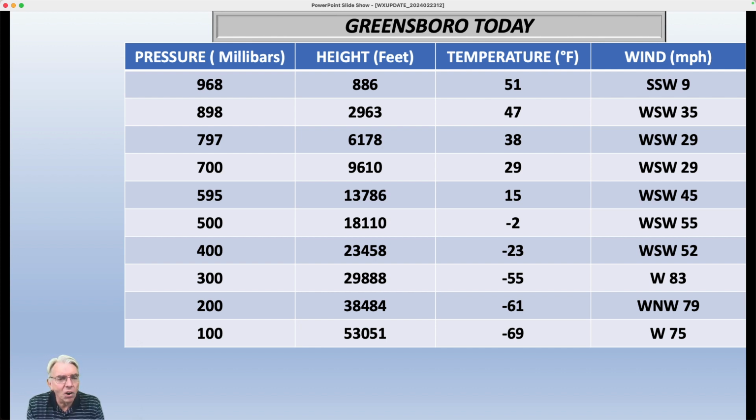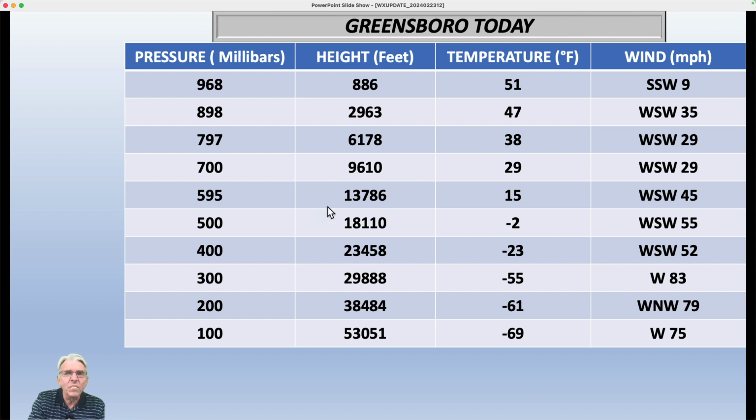And I'm going to start very near the surface, which was 968 millibars. Now, Greensboro, I believe, is about 800 feet above sea level, okay? So that was the pressure observed there today. Now, at that level, it was 886 feet above sea level. And then the temperature was 51, and the wind was out of the southwest at 9.